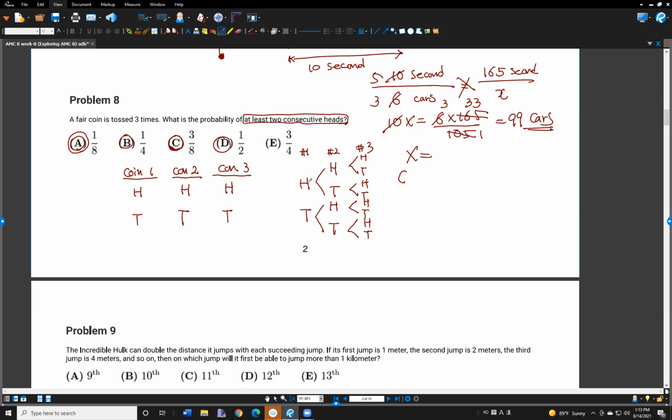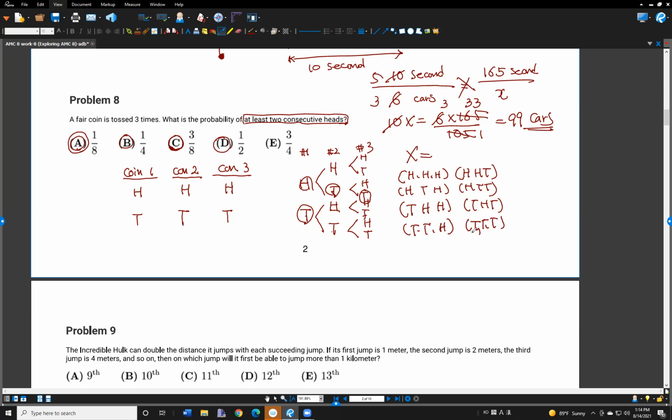The first case was head, head, head. Second one, I'm gonna write down over here: head, head, tail. The next one: head, tail, head. The second one, head, tail, tail. Third one, tail first, head second, and another head. The next one is what? Tail, head, tail. Are you guys following me, right? The last one is tail, tail, tail.